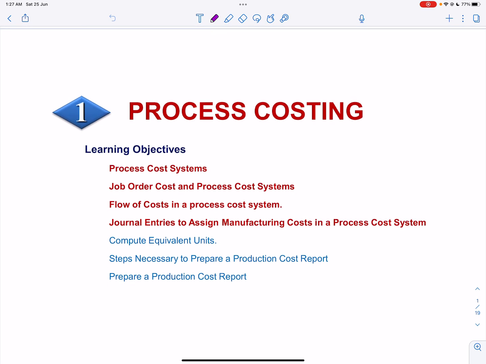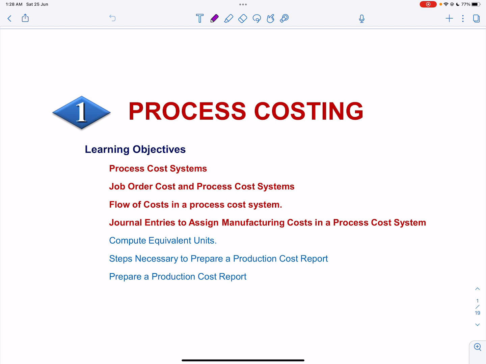This video will talk about who uses process cost system. It explains the similarities and differences between job order cost and process cost system. It explains the flow of costs in a process cost system. It explains how to make the journal entries to assign manufacturing cost in a process cost system.